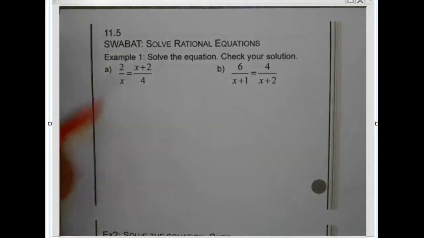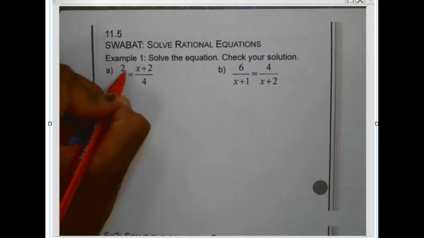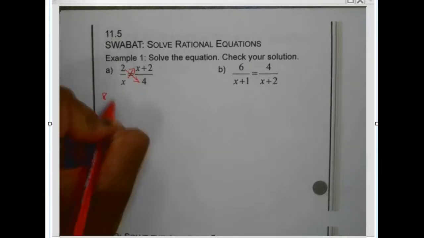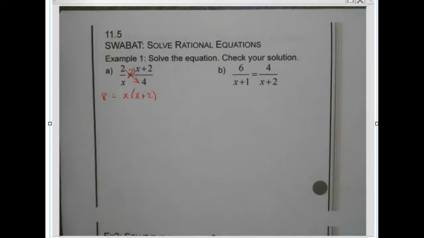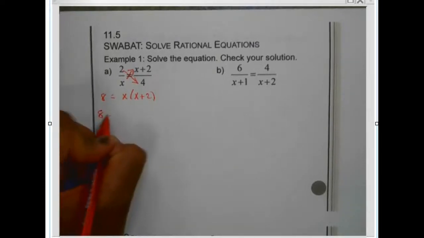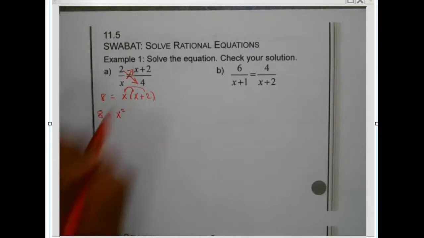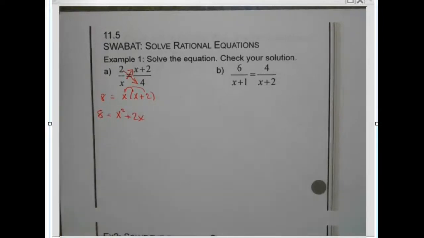This you've kind of seen before. It's basically a proportion, and we're going to solve it by cross multiplying. So I'm going to multiply 2 times 4 and I get 8, and then I'm also going to multiply x times x plus 2. Then I have 8 is equal to x times x is x squared, x times 2 is 2x. In order to solve this, I can't factor just yet.